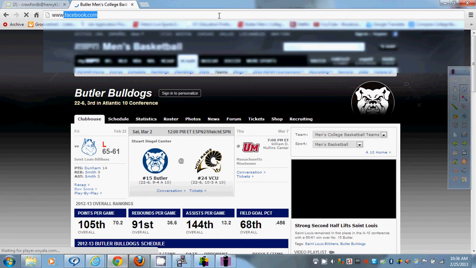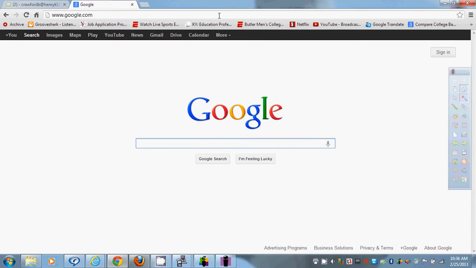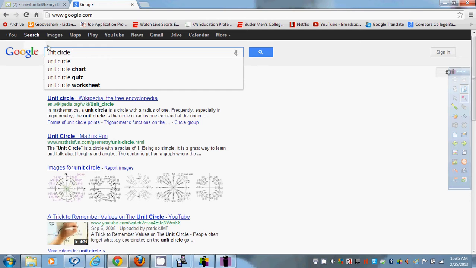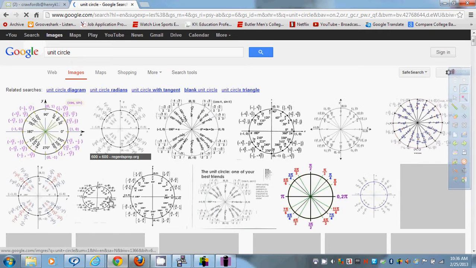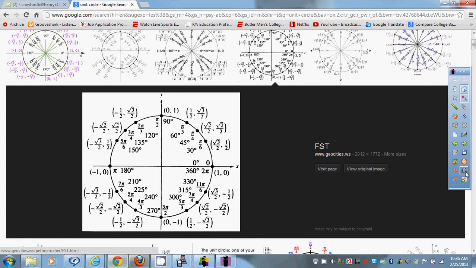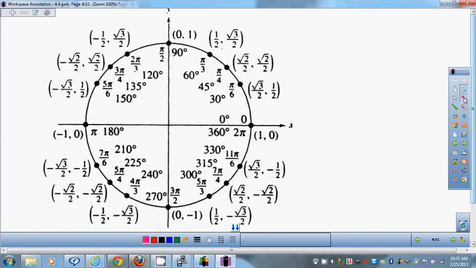In quadrant 2 and 4, tangent is negative. Okay. All right. Unit circle images. This one will work. No, that's a horrible one. This one will work. Ooh, that's much better. So now on your unit circle, if you don't have this, you should put it on there now. In the first quadrant, cosine is positive, sine is positive, and tangent is positive.